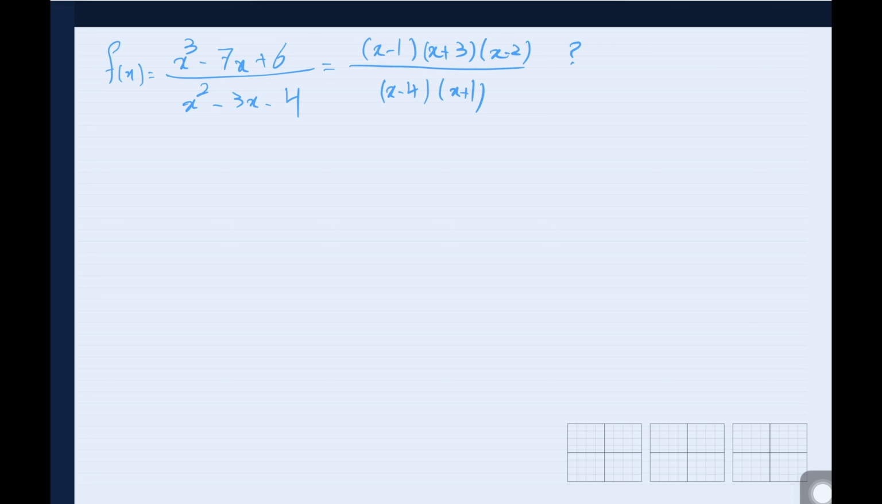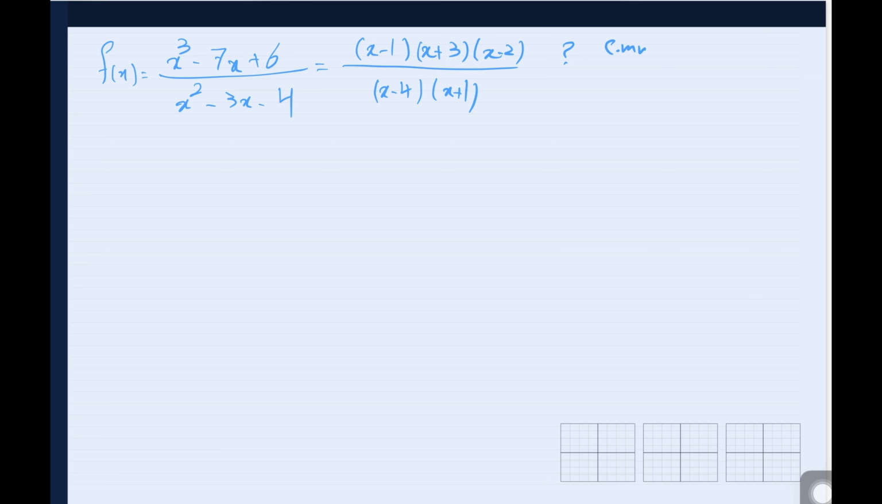Okay, so I have this function now. Do I have any common factor? Is there any common factor here? No. So there is no hole in the graph.